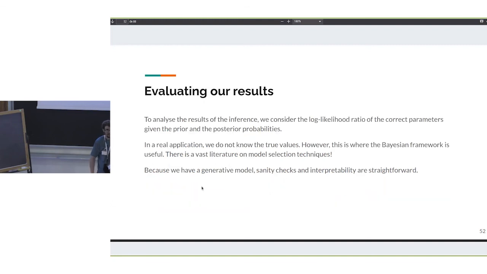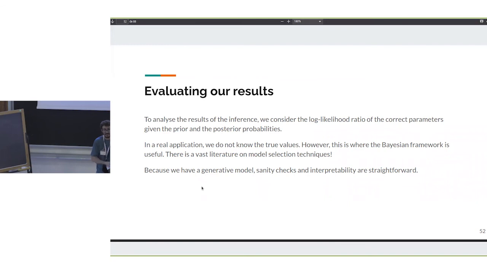However, we need to be able to evaluate our models. Right now, I only show you that they look good, but this is not an evaluation, no? We need to be able to say what we do. So what we do to verify that our model is really learning something is to get the log likelihood ratio of the correct parameters given the prior and posterior probabilities. But this is something we did for validation, but it's not something we can do in real data, because if we had the real parameters, we wouldn't need to do any of this, no? So what we can do is take advantage of the Bayesian framework to get a model selection, to try to select whether we have a good model or not.